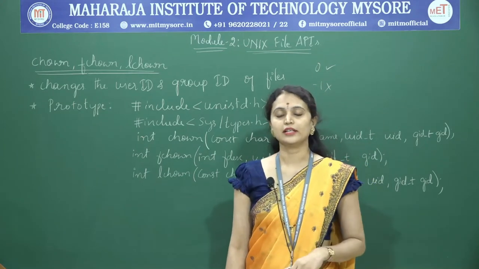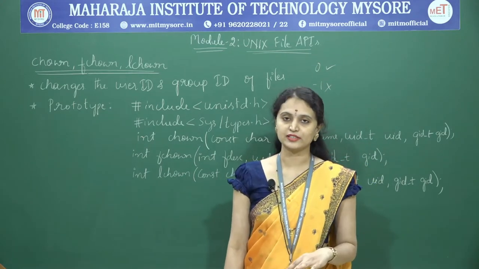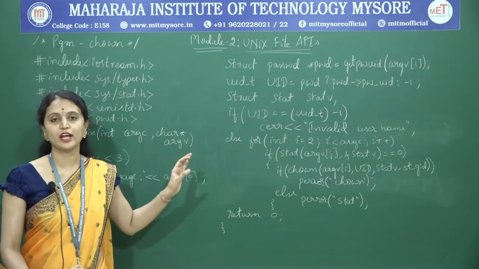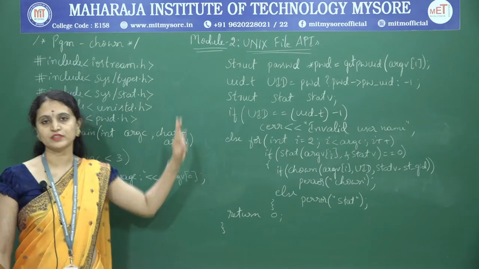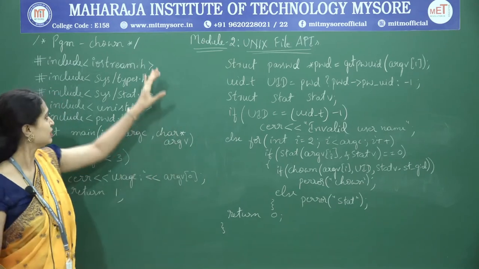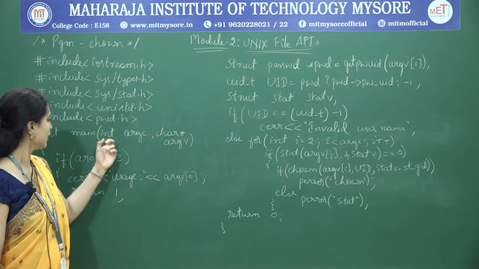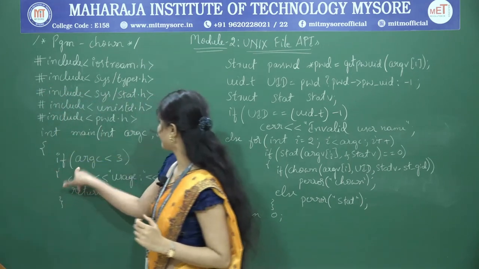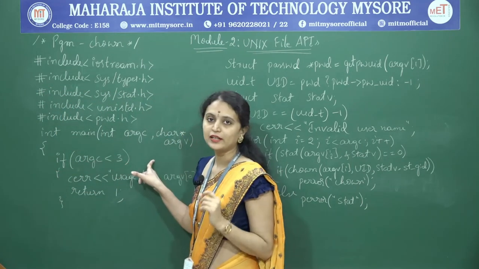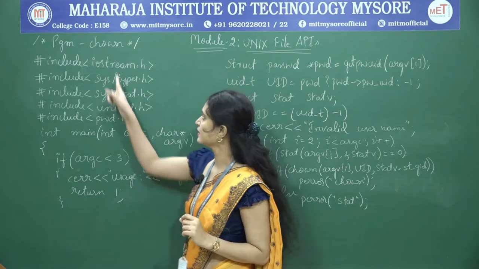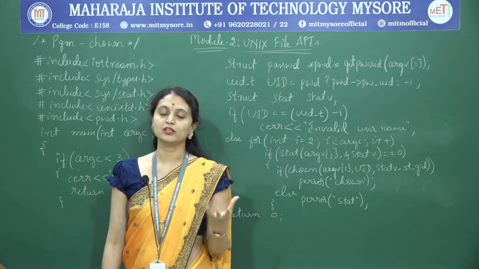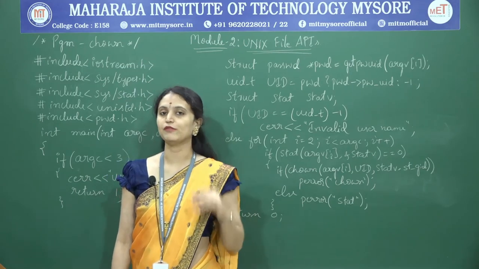Now let us write a program that illustrates the usage of this chown function. These are all the include statements. Let me go to the main function here. In the main function, we are passing the command line arguments. This chown means we are changing the user ID or group ID on a particular file.